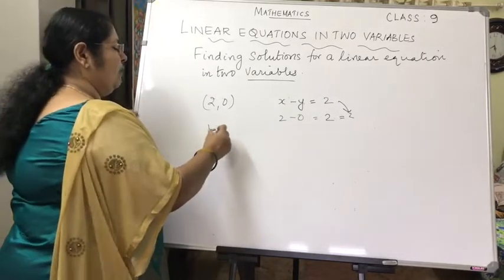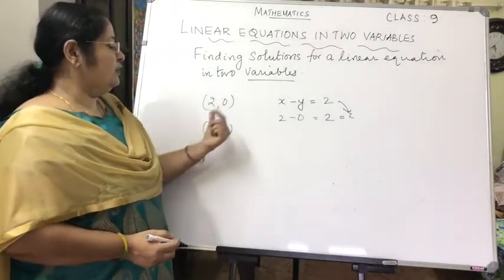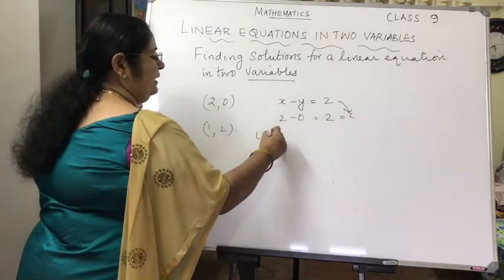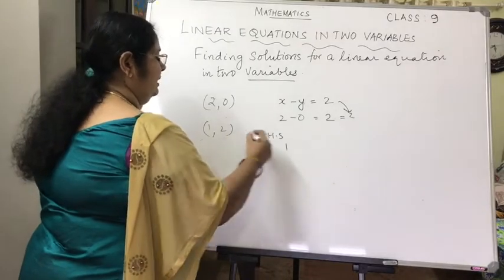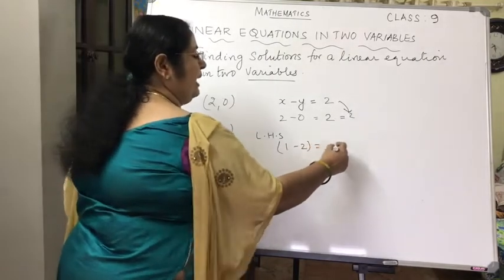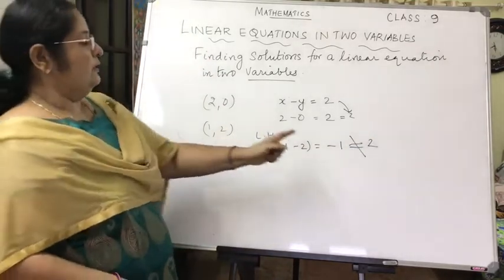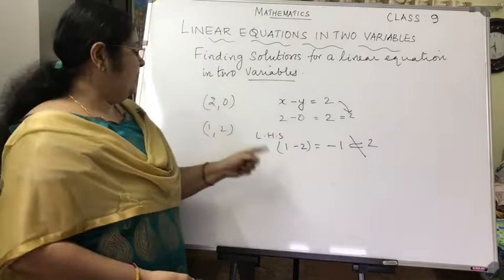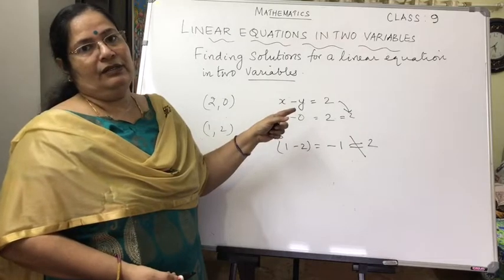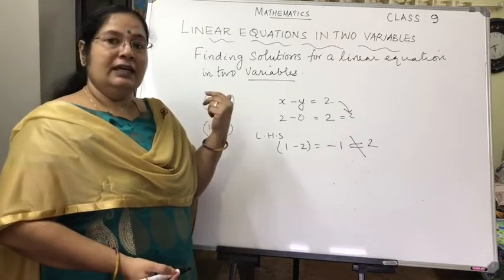Suppose I give a question: is 1, 2 a solution for this? So what will you do? In place of x you will put 1 and in place of y you will put 2. The left hand side becomes 1 minus 2. What is 1 minus 2? This is equal to minus 1. Is it equal to 2? No, it is not equal to 2. So left hand side and right hand side are not equal, which means 1, 2 is not a solution for this given linear equation. So understood, this is how to find whether a given ordered pair is a solution for the given linear equation in two variables.